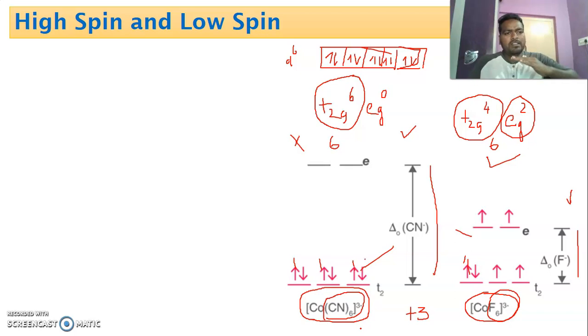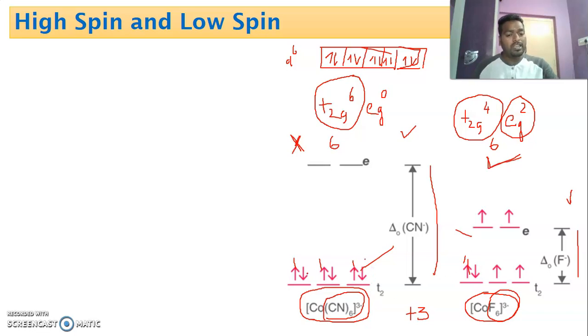So more repulsion, the energy gap will be more. So you look at here, this is a strong ligand, that's why the crystal field stabilization energy is more. And fluorine is a weak ligand, the crystal field stabilization energy is weak. So here the nature of the ligand plays an important role. If it is a strong ligand, it violates Hund's rule. If it is a weak ligand, it follows Hund's rule.